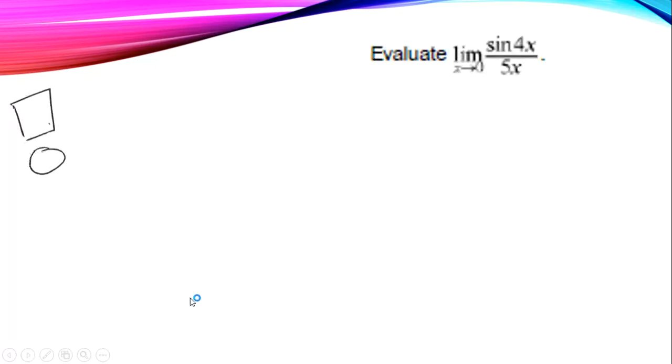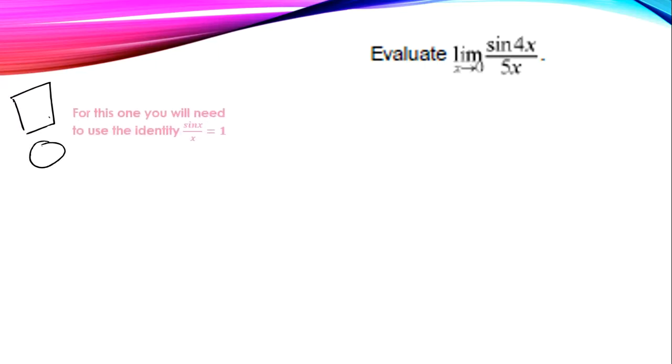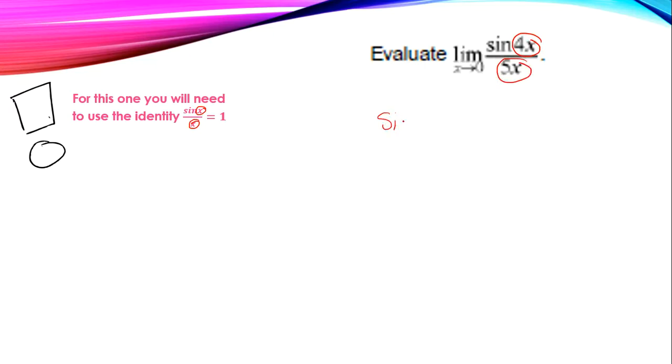Evaluate the limit as x approaches 0 of sine 4x divided by 5x. For this one, we need to use the identity that sine x divided by x equals 1. What this is saying is that whatever quantity we have inside the sine, divided by that same quantity, equals 1. So we need to force these two to be exactly the same. I'm going to do some algebra here. In the denominator, I need it to be 4x, so we're going to multiply by 4/5 in my denominator. That cancels my 5's and leaves me with 4x in the denominator.